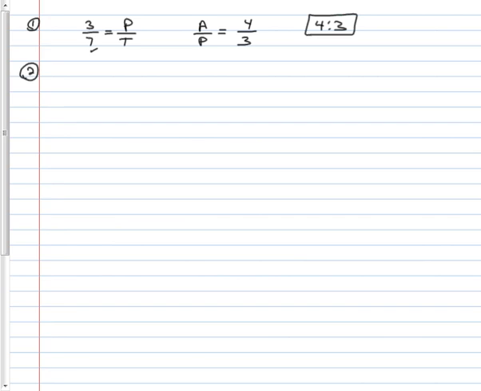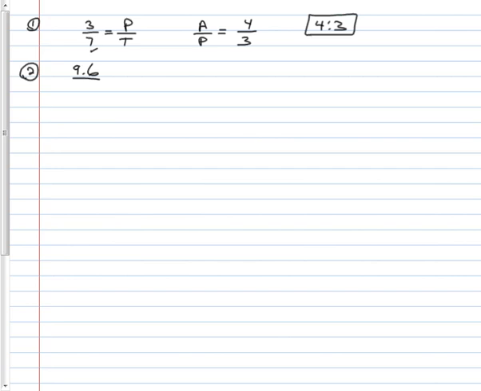Number 2. Determine whether trapezoid ABCD is similar to trapezoid PQRS and justify your answer. So if polygons are going to be similar, they're going to have corresponding angles that are congruent and corresponding sides that are proportional. They've given us all these sides. Why don't we start with the sides and see if we can test whether these are proportional.